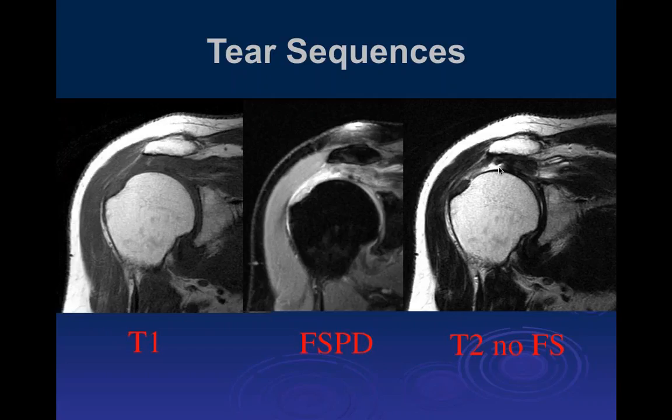there. But in general, we felt that we over-describe the size of the tear on PD FatSats and more accurately describe the size of the tear on the T2 weighted images, because we can see the margins of the tendon, and it's easier to differentiate the tear from tendinosis on the T2 non-fat suppressed images. So this is the technique I like to use to primarily determine the size and the location of tears.